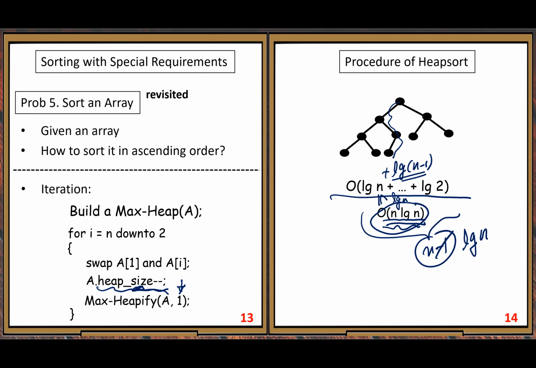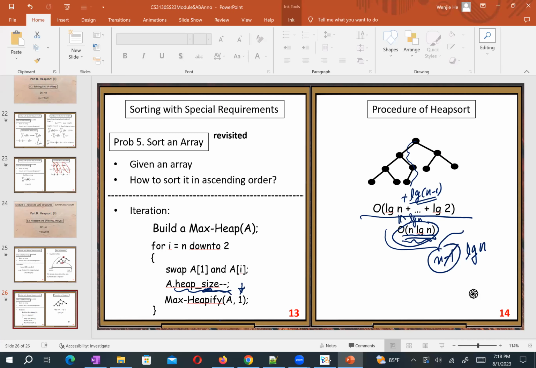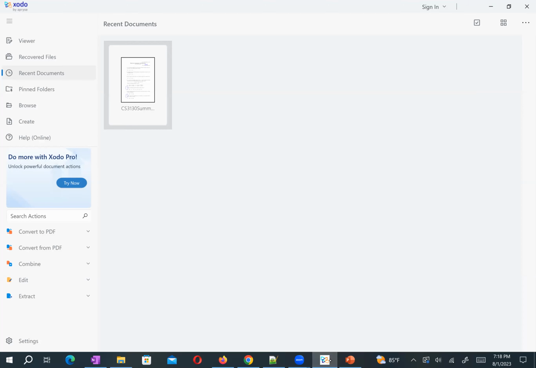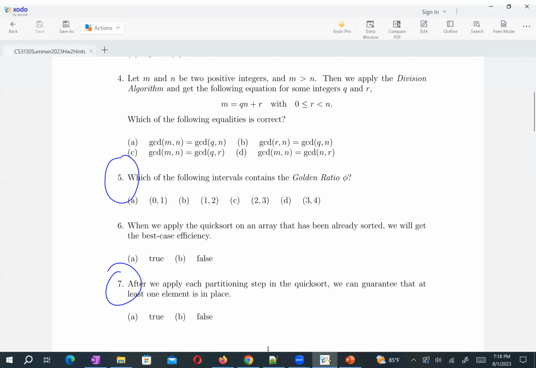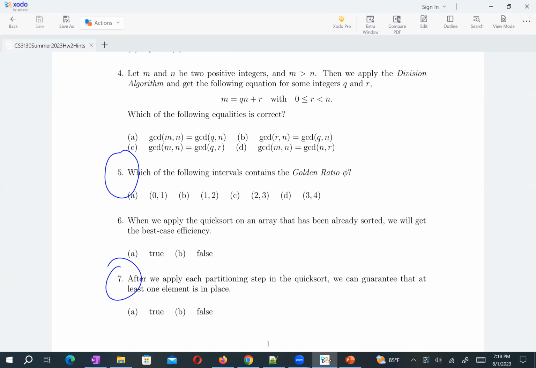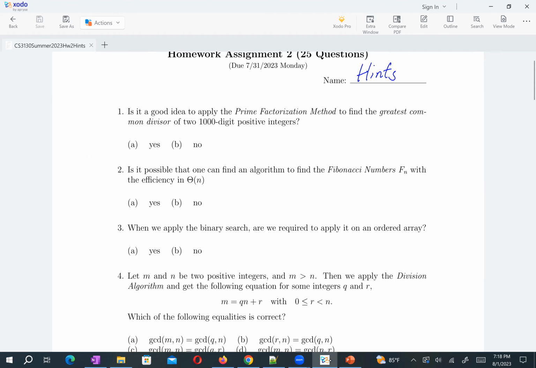All right, so let's start the homework part. I need to switch over and bring it up. So this is the hints one.